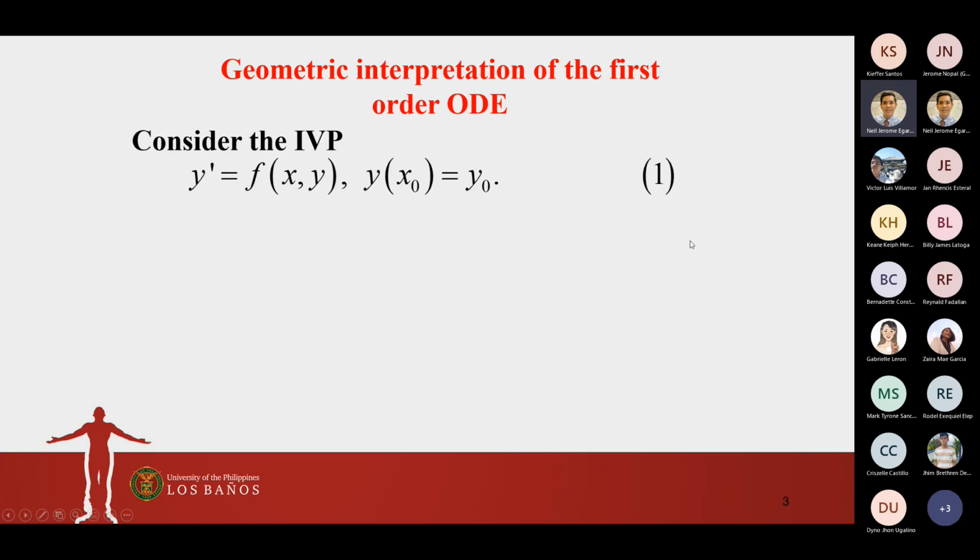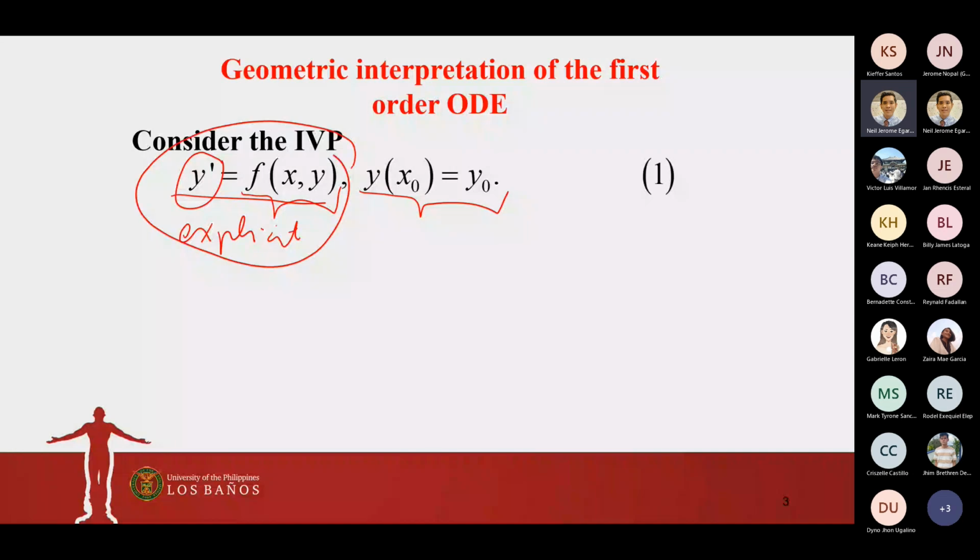So in the geometric interpretation of a first order ODE, assume that we have this first order ODE. So ito yung first order ODE. First order siya kasi ang involved lamang ay y prime. If you look at the operator f or the right-hand side, involved lamang si x at saka si y. Wala nang higher order derivative. So explicit yung form niya dyan.